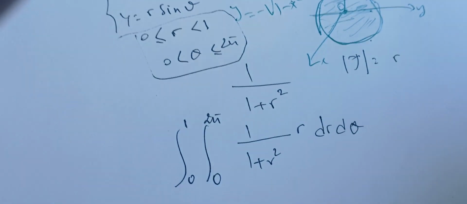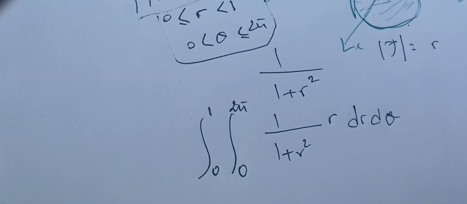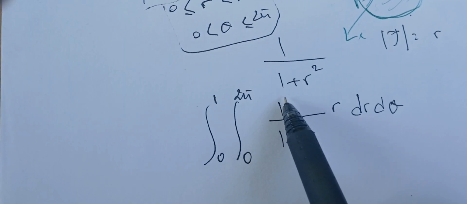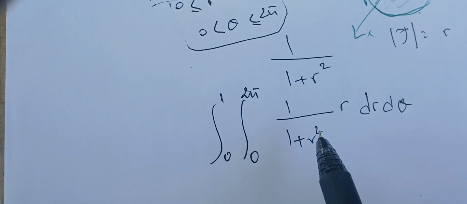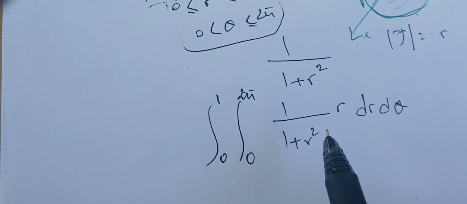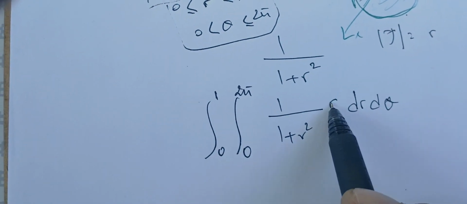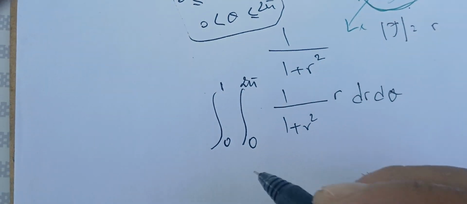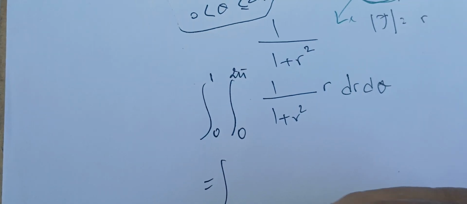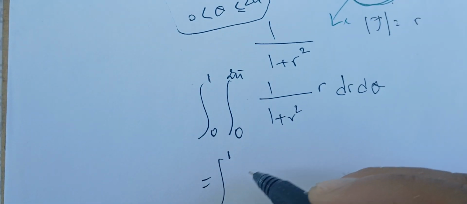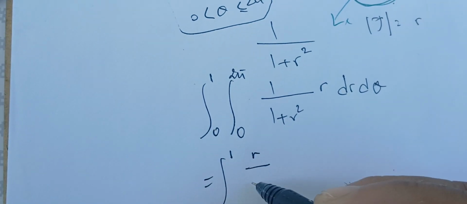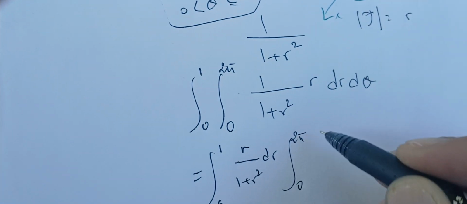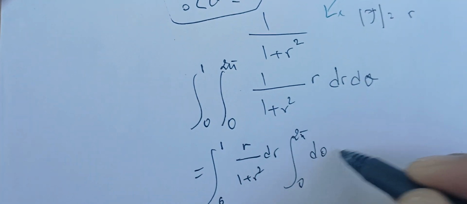Now I can see that I have two functions that are independent of each other. So r doesn't depend on theta, and therefore in this case I can integrate without worrying about anything. Here, it is the integral between 0 and 1 of r over 1 plus r squared dr times the integral between 0 and 2 pi of d theta.